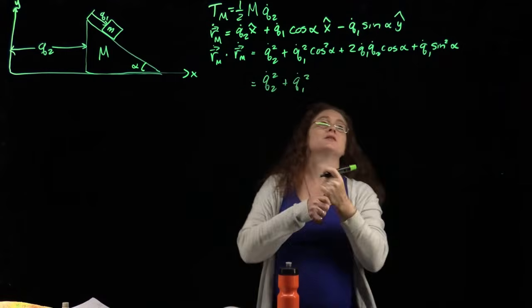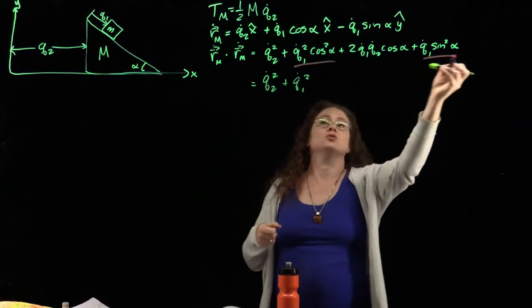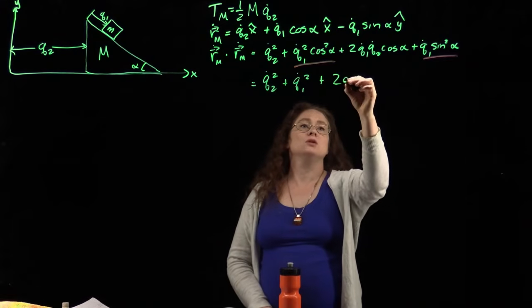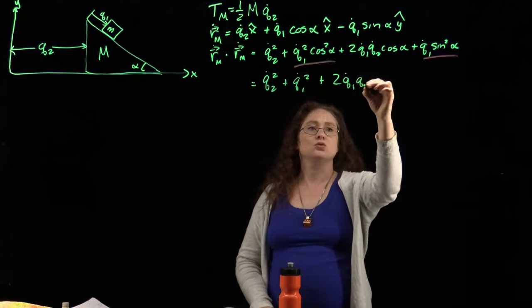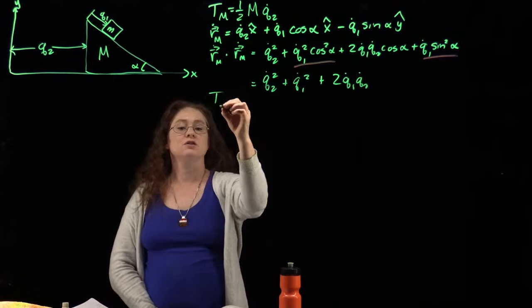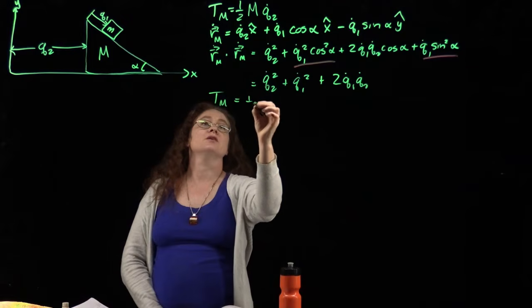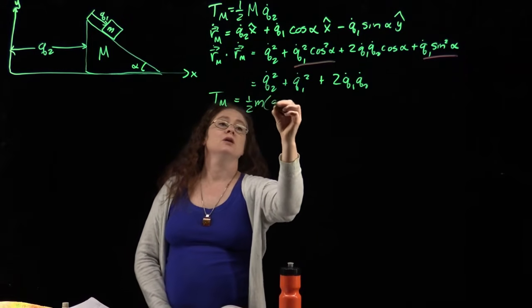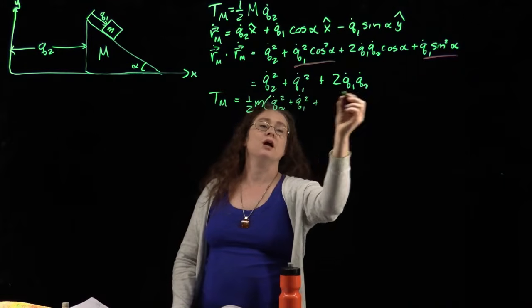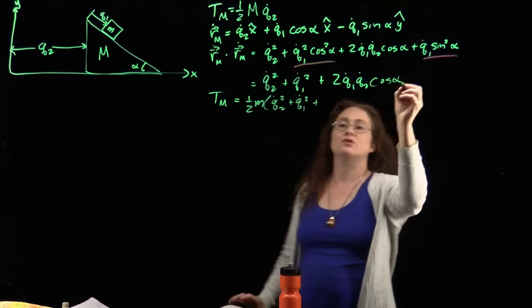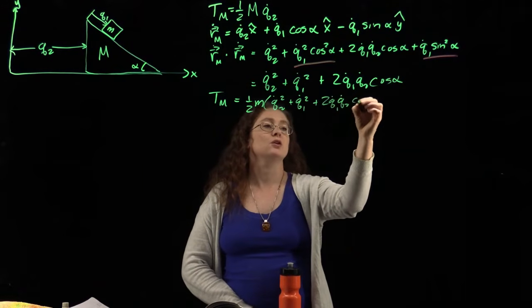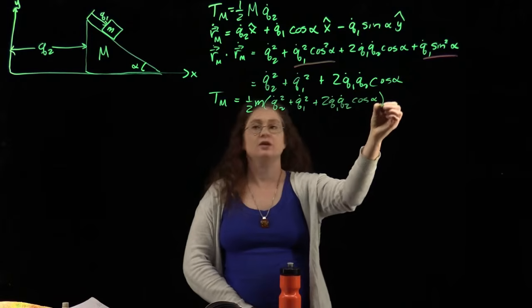Here what I'm doing is combining these two terms, so that gives me a q1 dot squared plus 2 q1 dot q2 dot. So my kinetic energy for the little mass is 1/2 m (q2 dot squared plus q1 dot squared plus, and here I dropped my cosine alpha after all of that, plus 2 q1 dot q2 dot cosine alpha).